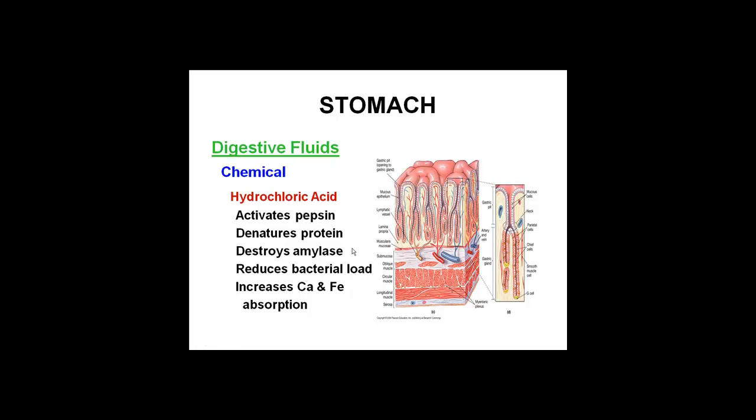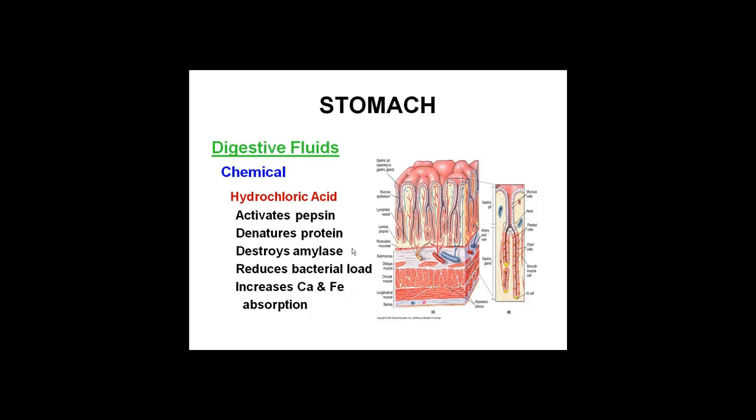The amylase doesn't like an acid environment, and so it likes more of a pH 7. So that pH 1 is going to basically destroy or denature, if you will, the amylase. So you will not have any carbohydrate digestion in the stomach. It will temporarily stop when it gets to the stomach.